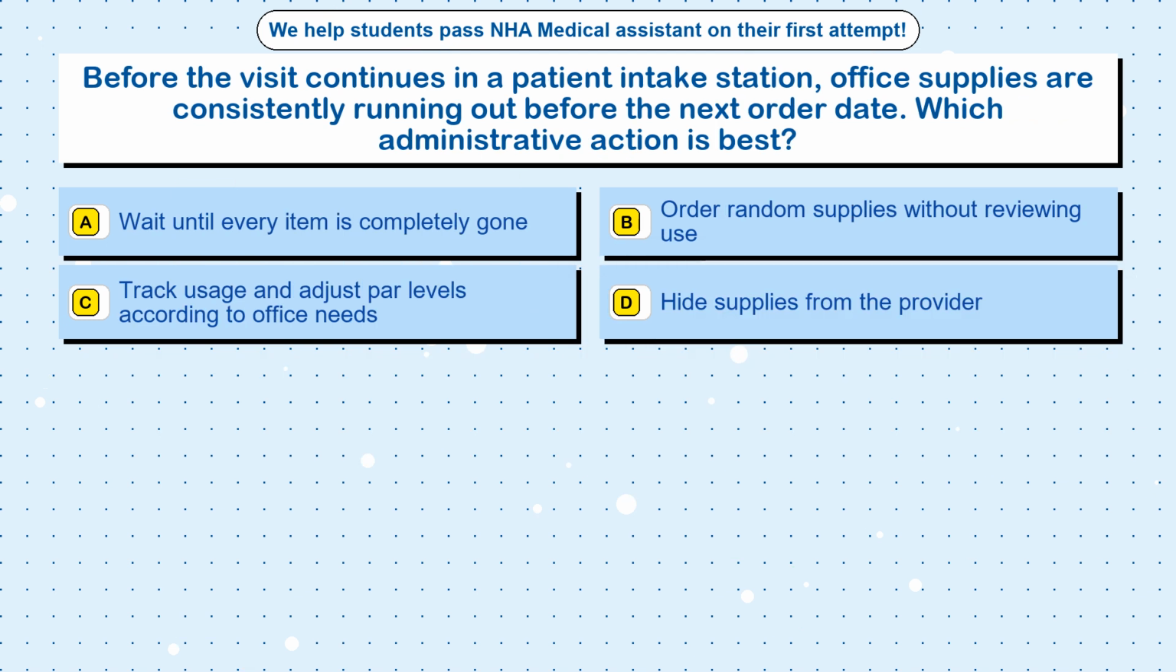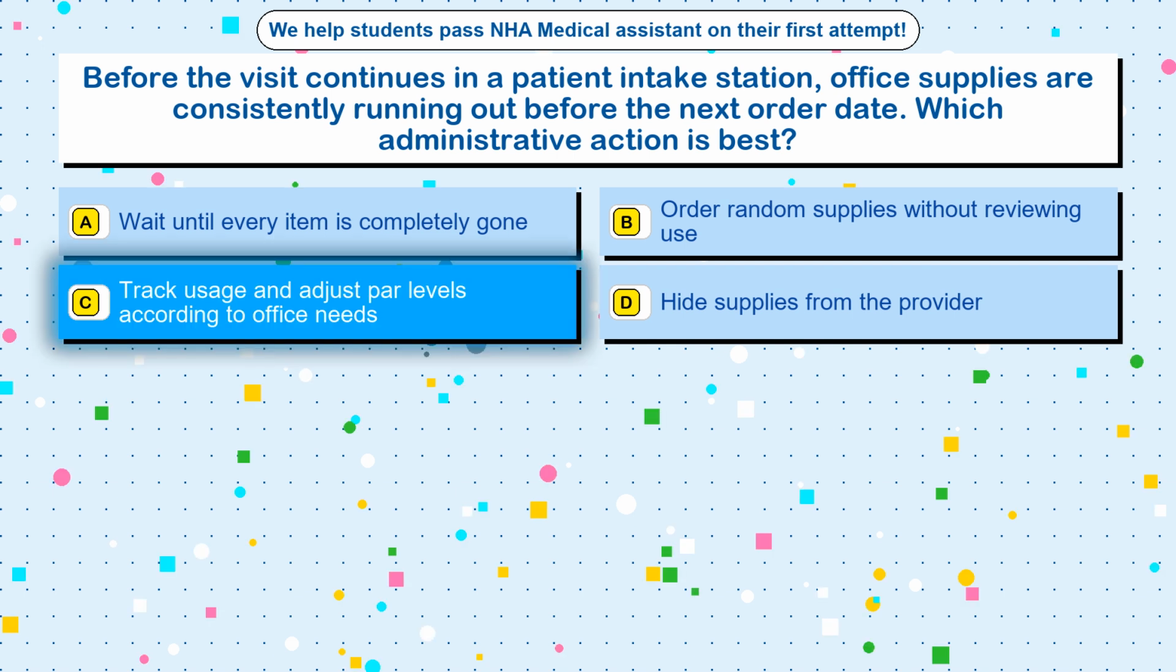Question 58. Before the visit continues in a patient intake station, office supplies are consistently running out before the next order date. Which administrative action is best? Option A, wait until every item is completely gone. Option B, order random supplies without reviewing use. Option C, track usage and adjust par levels according to office needs. Option D, hide supplies from the provider.